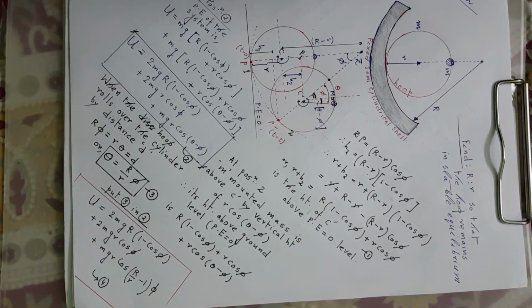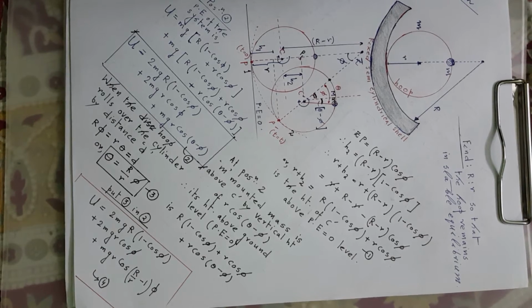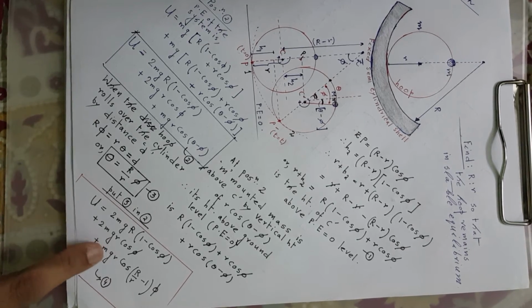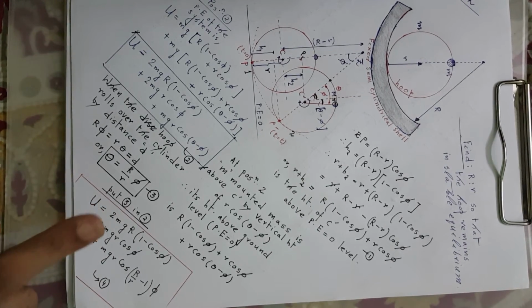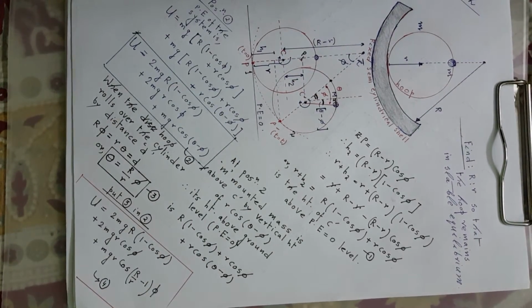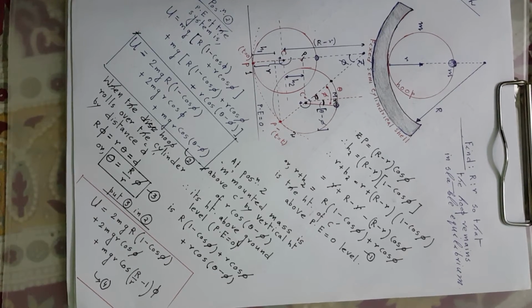So this is the entire view of the solution till here. This is the total potential energy of the system, the potential energy of the hoop along with the mounted mass at position 2. I hope this analysis is clear till here. Please take a screenshot of this page.